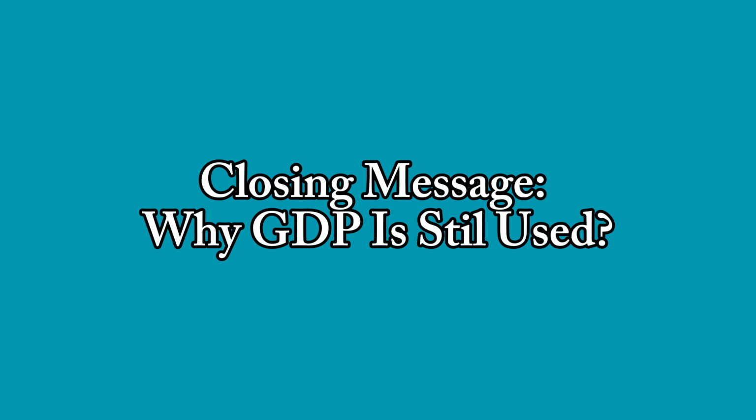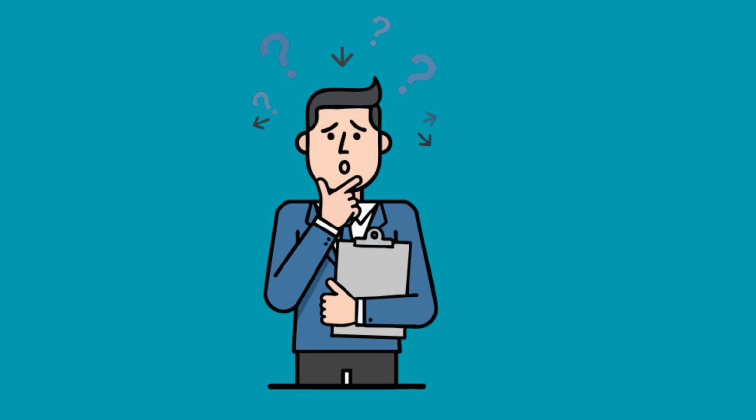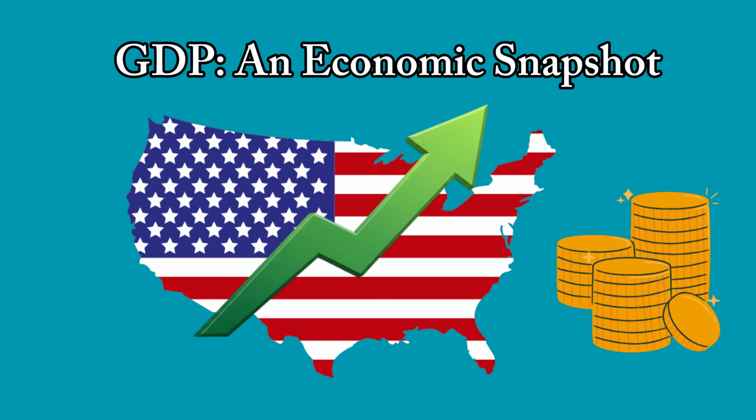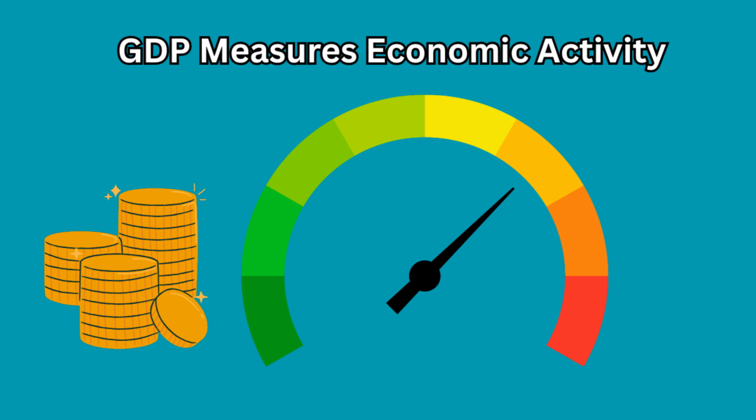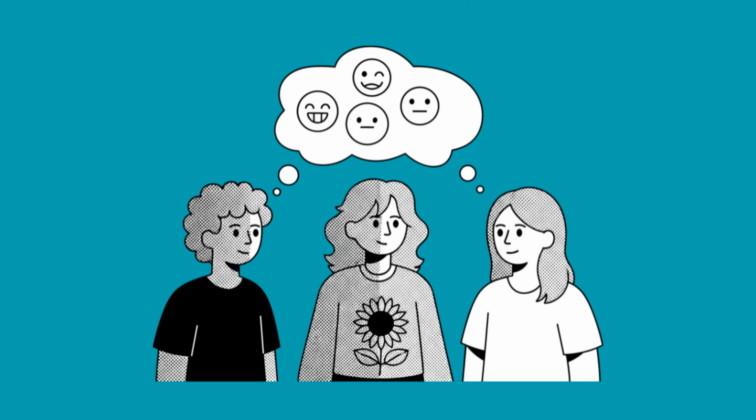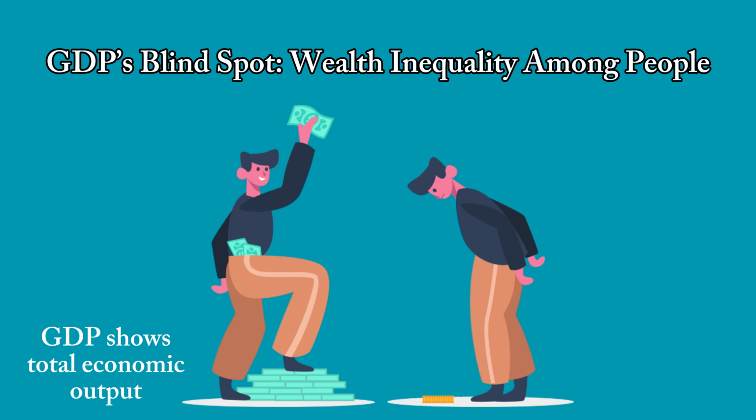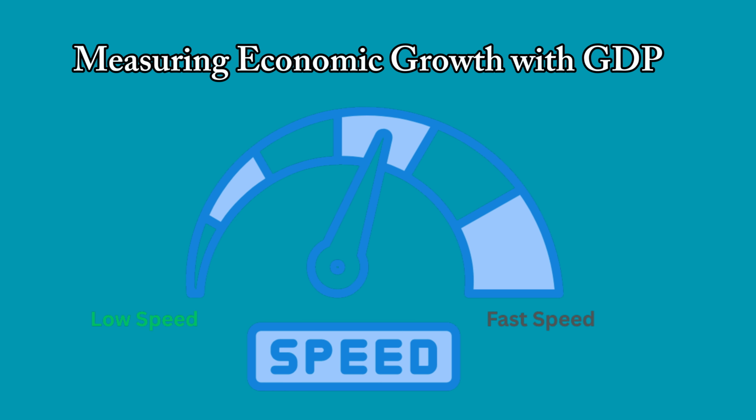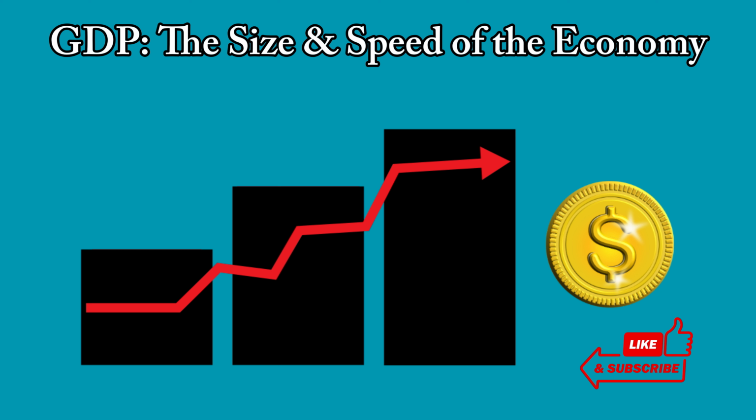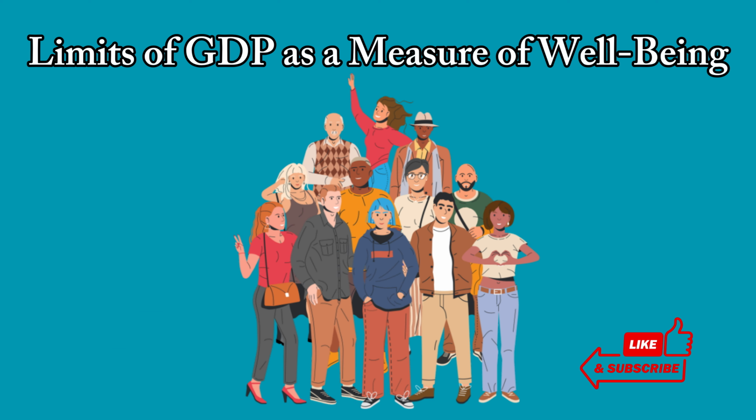Why GDP is still used. So, if GDP doesn't tell the whole story, why does everyone still care about it? Because GDP is a quick snapshot of the economy. It shows whether economic activity is speeding up or slowing down. GDP doesn't tell us how people feel or how evenly money is shared. But it does tell us whether the economic engine is running fast or slowing down. GDP shows the size and speed of the economy, not what life feels like inside it.